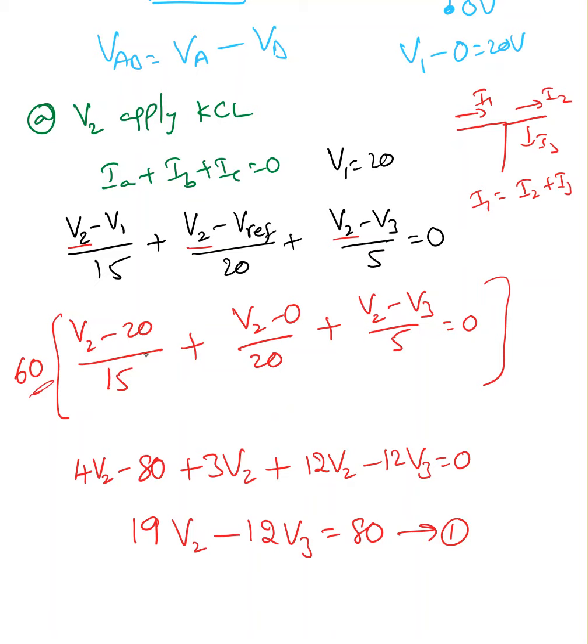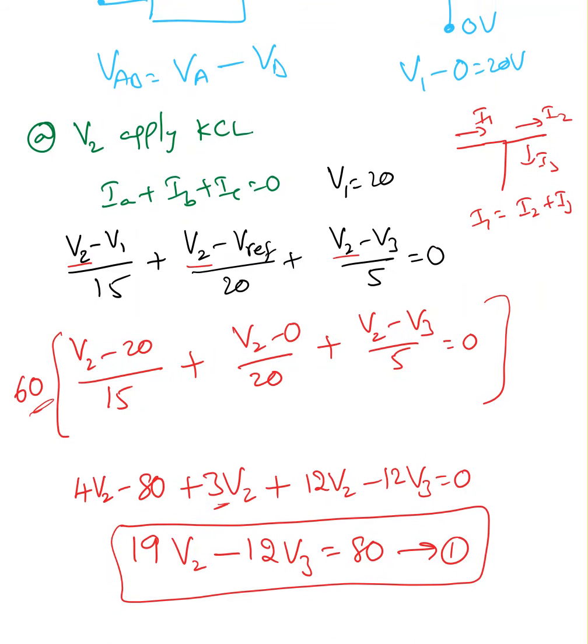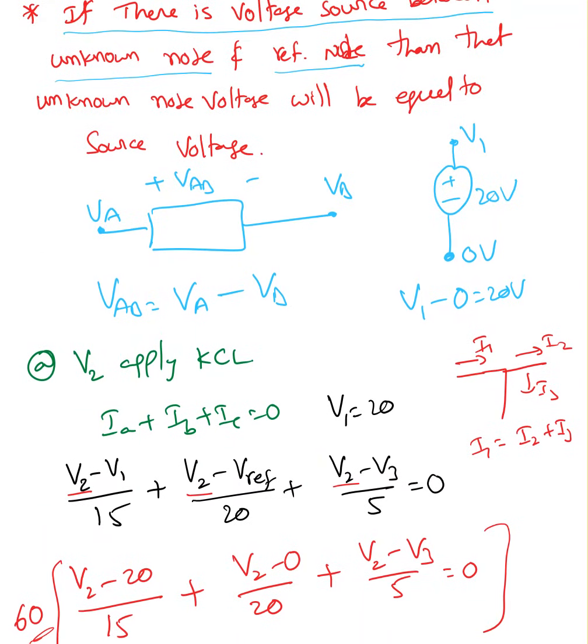Okay, so 4V2 minus 80, because 60 divided by 15, you will end up with 4 here. 60 divided by 20, you will end up with 3. So 3V2 plus 12V2 minus 12V3 equal to 0. So 19V2 minus 12V3 equal to 80. Actually, I would say this is our second equation because we already have the first equation as V1 equal to 20. So I'm going to take this as my first equation, V1 equal to 20.